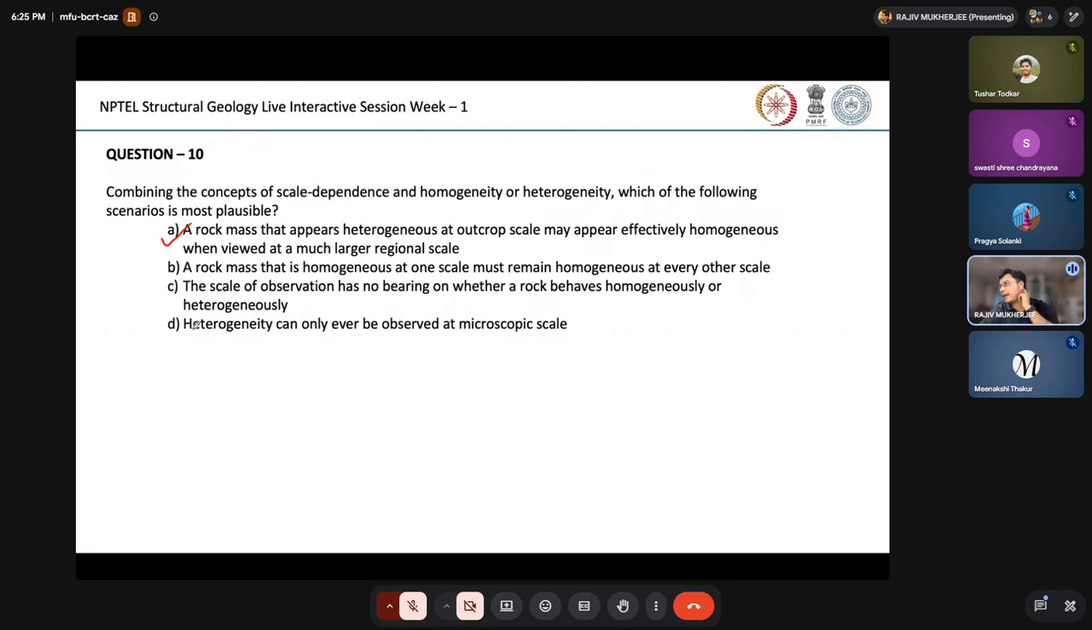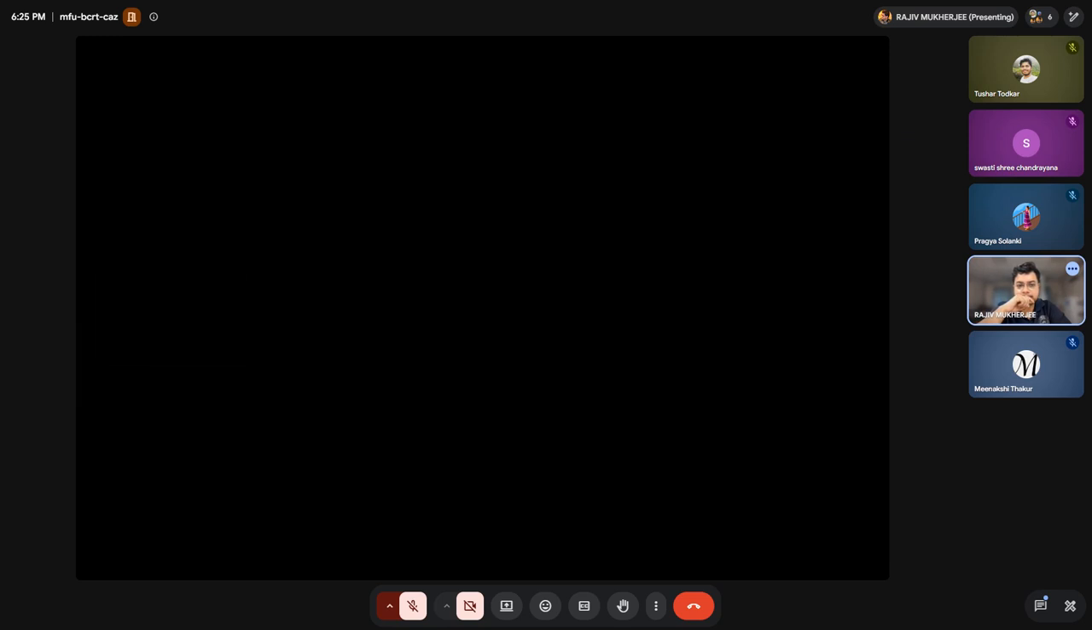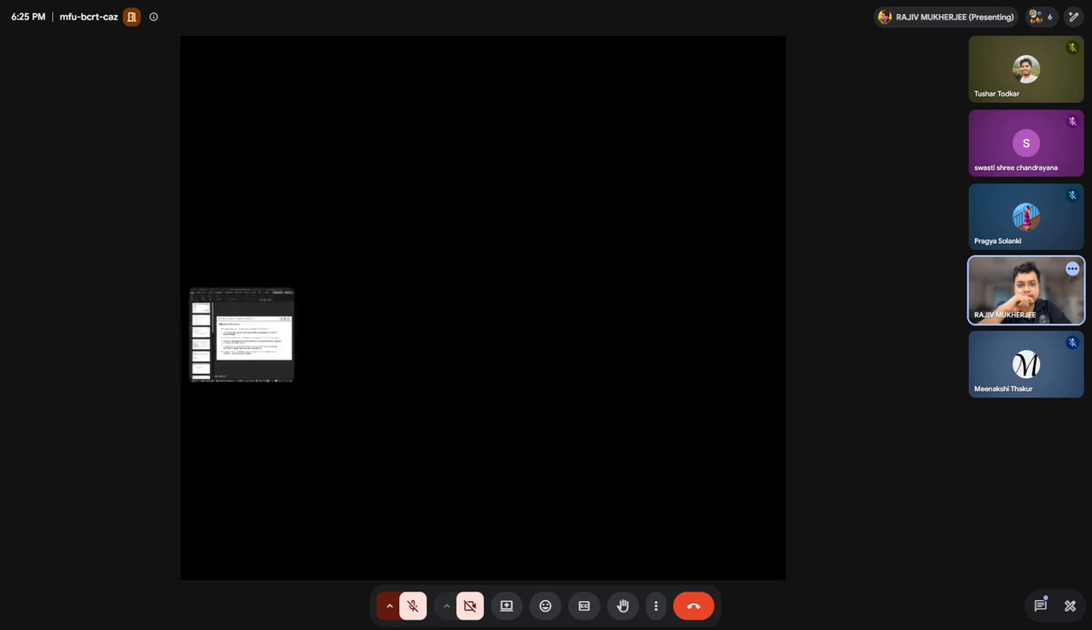Say for example, I am observing a banded iron formation. You all have heard about banded iron formation, BIF. So when you take a rock of BIF in the hand scale, is BIF homogeneous or heterogeneous? What do you think?